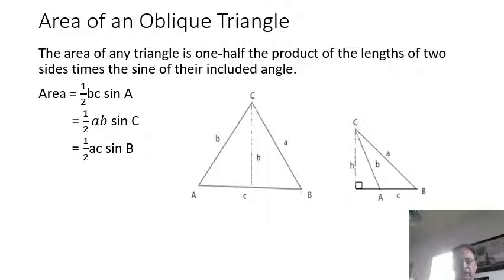Area of an oblique triangle. The area of any triangle is 1/2 the product of the lengths of two sides times the sine of their included angle. So if we know sides b and c and the angle A, then you can use the formula 1/2 bc times sine A. And if you know a and c, then you can use 1/2 ac times sine B. And if you know the angle C and the sides b and a, then you can use 1/2 ab sine C.